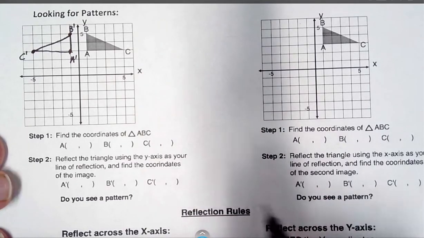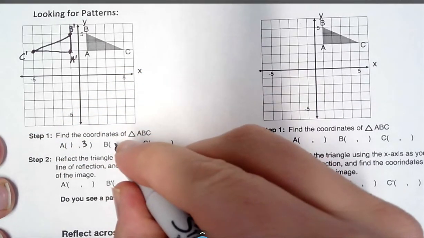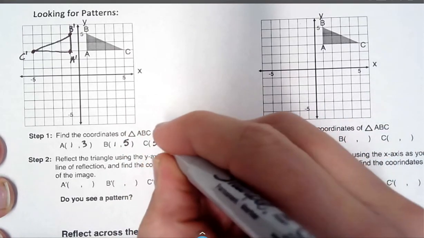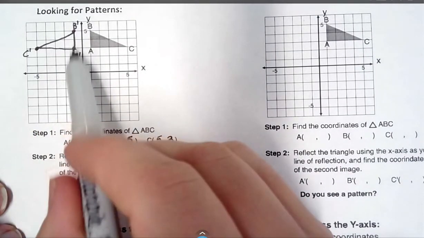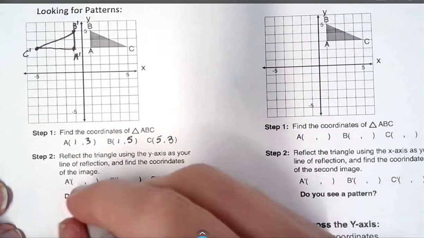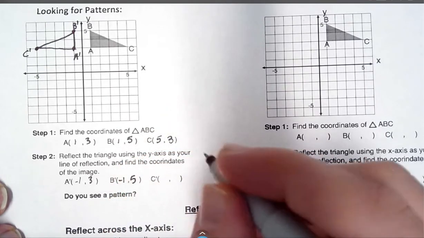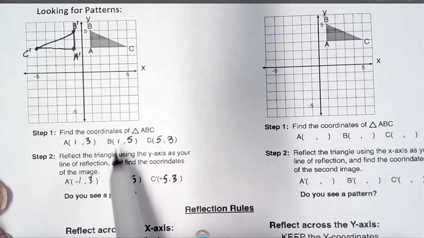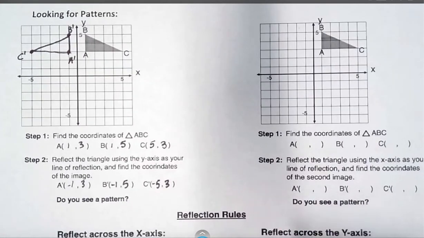If I write down my points, A is 1, 3, B is 1, 5, and C is 5, 3. So then I can write down my points of my new one. A prime is negative 1, 3, B prime, negative 1, 5, and C prime is negative 5, 3. So if you noticed, the first number changed signs. So when I reflect over the x-axis, the y changes signs. Or sorry, when I reflect over the y-axis, the x changes signs.